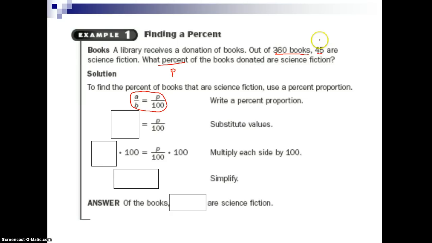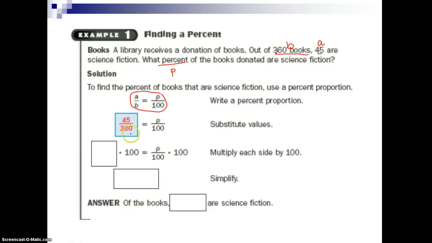Usually you can assume, now again this is an assumption so it's not always going to be true, that the smaller number is going to be your part of the base, your A, where the larger number is going to be your base, B. So you put 45 over 360. That would be the opposite way, meaning the larger number is A, if it's over 100%.